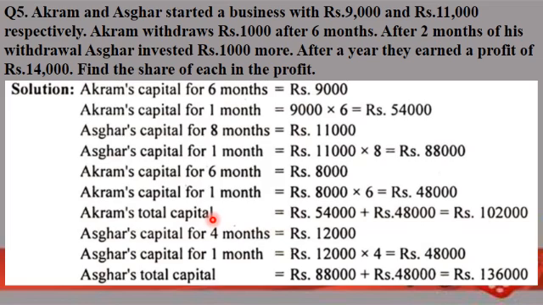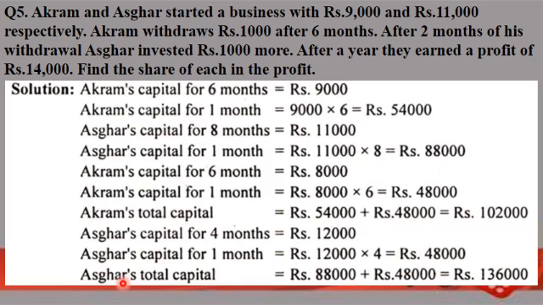And now for the Asghar, as it is written over there that he increased his capital amount. How much he increased? 1000. So 11 plus 1 becomes 12. Now his capital for the remaining 4 months is 12,000. So we will multiply 12,000 by 4 for finding the 1 month capital. So 12 multiplied by 4 is equal to rupees 48,000.